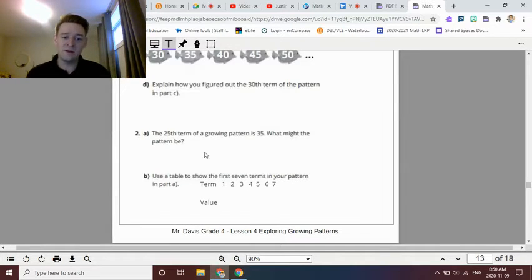So if the 25th term of a growing pattern is 35, you need to think about where your pattern could start and how it could grow each time to get to 35 by the 25th pattern.